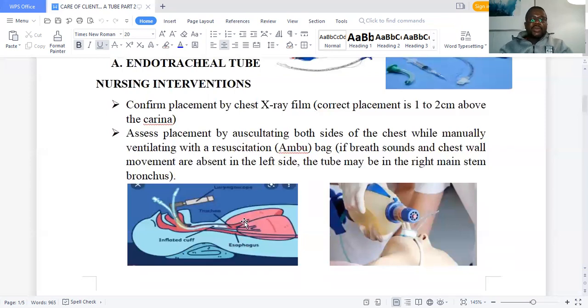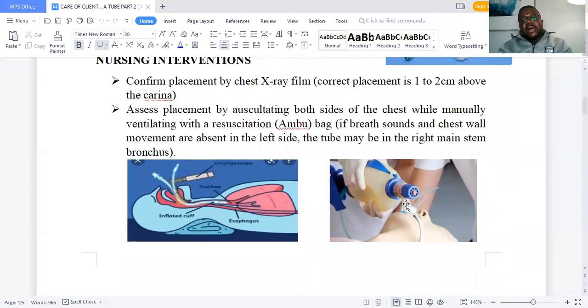The trachea goes in and divides into 2 bronchi. So we have the right bronchus, which is straight, and the left bronchus, which is tilted to the left. Now, there is a method you need to know to tell if the tube is actually inside. When you ventilate, you can see from this photo, there's an ambu bag here. When the tube is inserted, you have to connect this ambu bag to this tip, and then you inflate. Now, you have to watch for the chest rise.